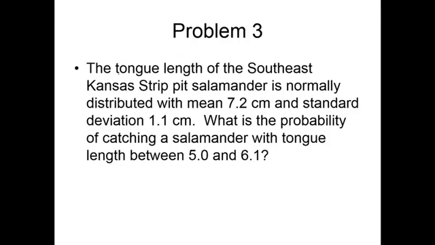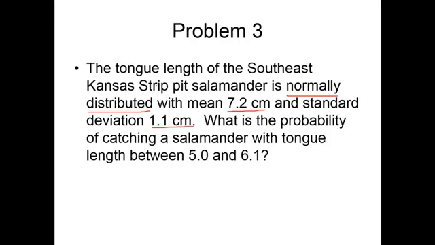Problem number 3. The tongue length of the southeast Kansas strip pit salamander is normally distributed with a mean of 7.2 centimeters and a standard deviation of 1.1 centimeters. What is the probability of catching a salamander with a tongue length between 5.0 and 6.1? Here we're not taking a sample, we're just going out and catching a salamander, and we want to know the probability that its tongue length is between those values.